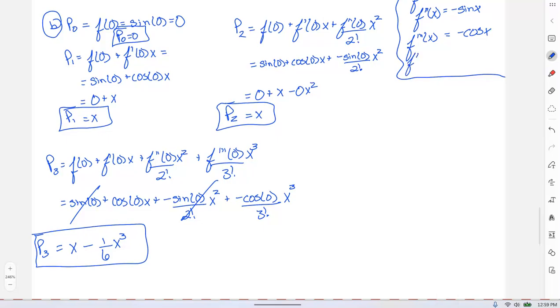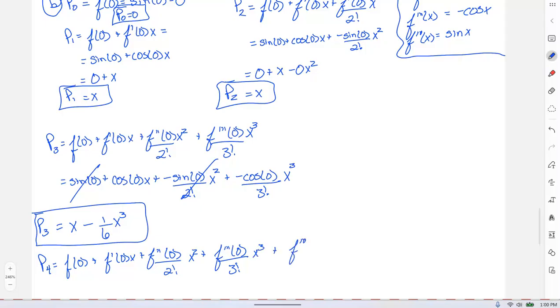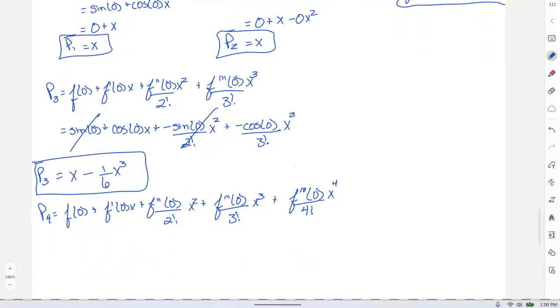So if I look at that fourth one, I'll call it the derivative of the negative cosine. It's going to be the positive sine. So that fourth degree polynomial, I'll call it p sub 4, would be f of 0 plus f prime of 0 x plus f double prime of 0 over 2 factorial x squared plus f triple prime of 0 over 3 factorial x cubed. And then the fourth derivative over 4 factorial of x to the fourth.